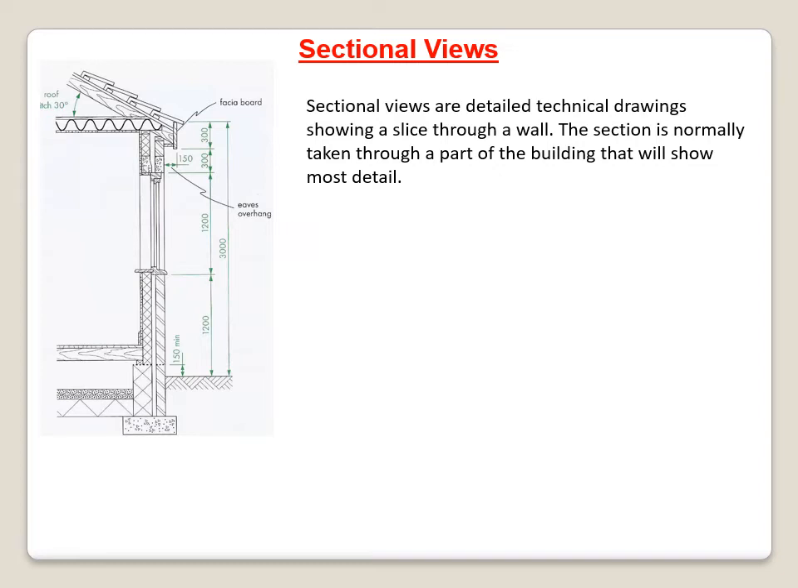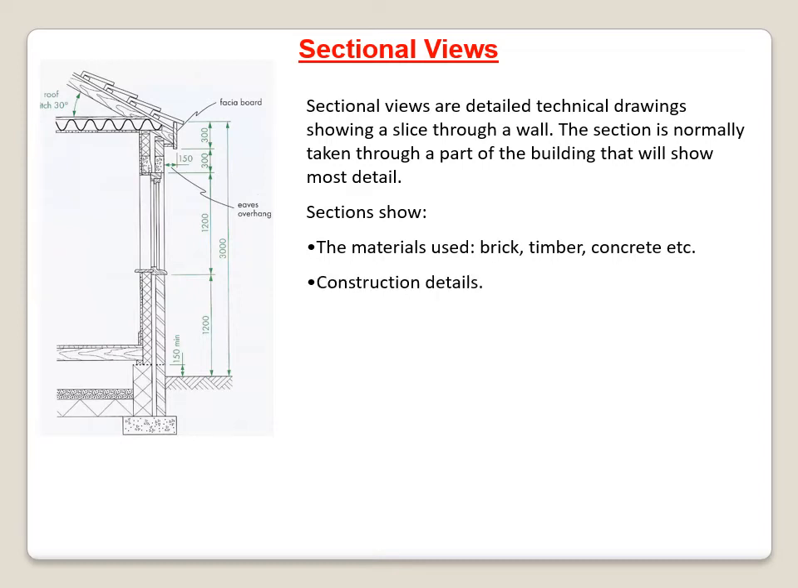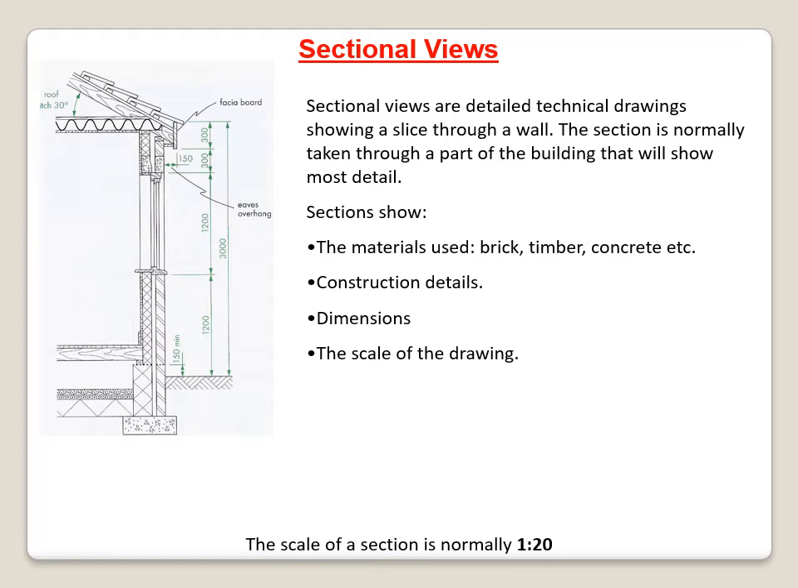So in this case here, it's taken right down through the house, and you can see the foundations of the house, you can see the walls that make it up, you can see the windows, you can see the roof, and you can see up into the attic and all the different materials that make it up. And in this case, there are also dimensions shown. So sections show the materials used, whether it be brick, timber, concrete, etc. Construction details, how things are put together, dimensions, and the scale of the drawing. And the scale in a section is normally 1 to 20.